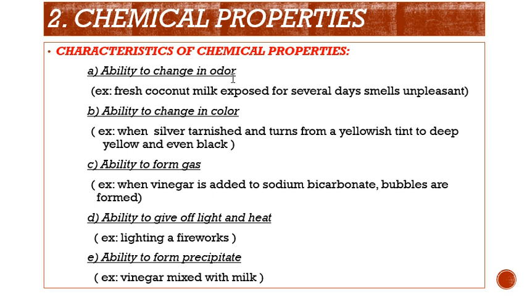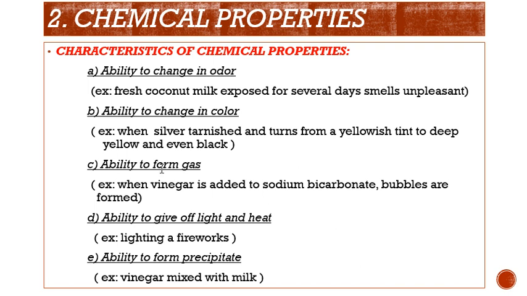Aside from a change in odor, there is also the ability to change in color. So when its color changes. Example is when silver tarnishes and turns from a yellowish tint to deep yellow and even black. Or for example, a spoon. So the spoon tarnishes. So we can see that a silver spoon, which is grayish in color, will turn into another color, it will change in color. So that is already a chemical property of matter.